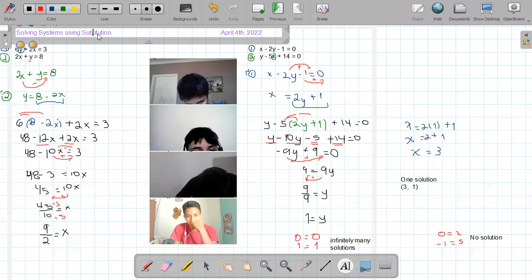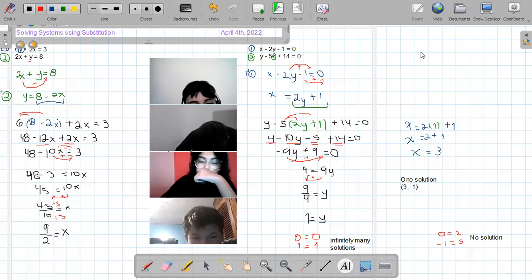Missed an S in here. Substitution. Now next, what we're going to see is the very last method of how to solve a system. It is not substitution and it is not graphing, okay? And that's what we're going to be seeing next class.